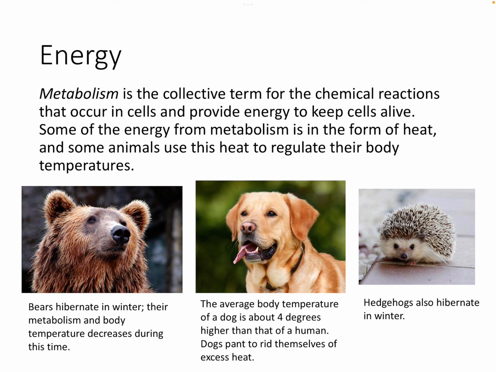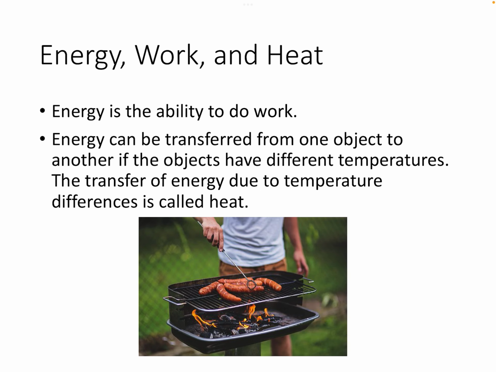So what happens when they're hibernating? Well, they don't really need a lot of energy, so their metabolism and body temperature will decrease during that time when they're hibernating. And hedgehogs also hibernate in winter, so they do the same. Now, the average body temperature of a dog is about 4 degrees higher than that of a human. And instead of sweating like humans do, dogs will pant to rid themselves of excess heat. So we all use energy in different ways, but let's actually talk about the definition.